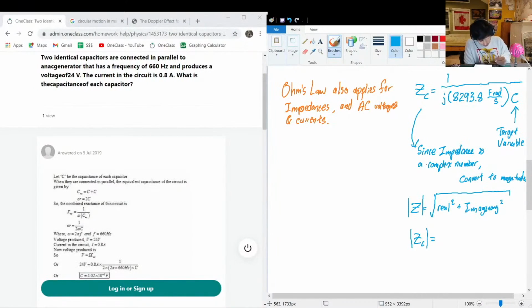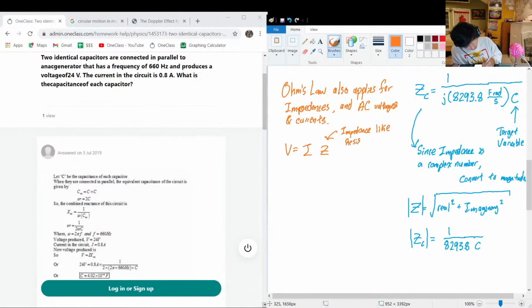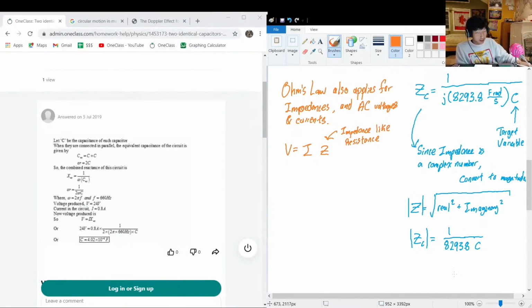So in this case, this is really just going to be the same as 1 over 8,293.8 C. Now we know Ohm's law is telling us basically that we have V equals I Z. Remember, impedance is like resistance. And we're trying to solve for C here. C is a component that makes up Z, so we want to isolate Z.